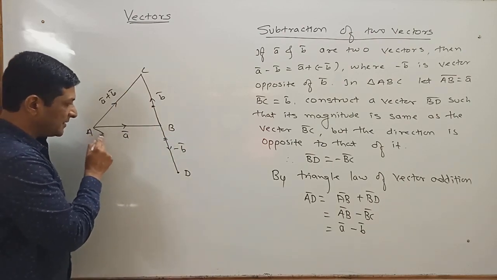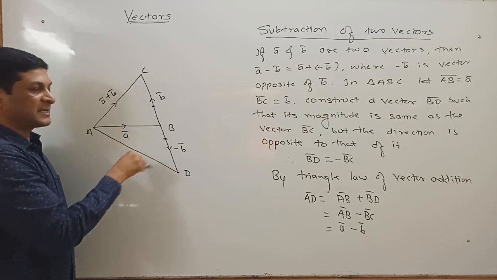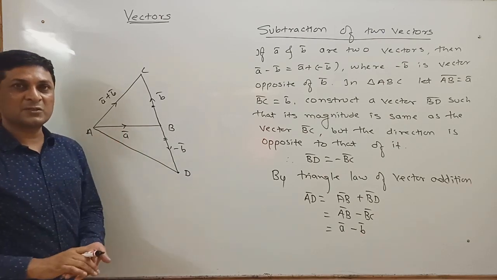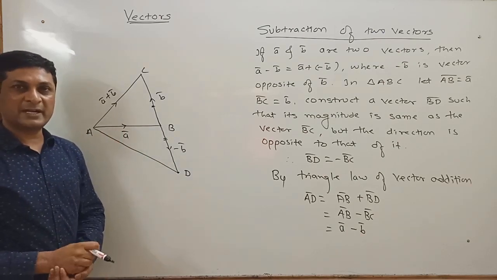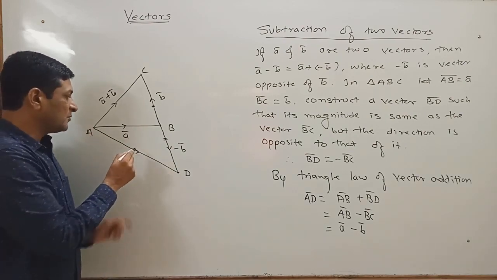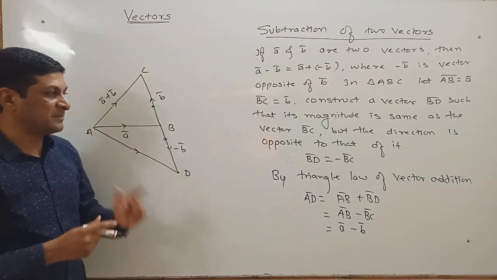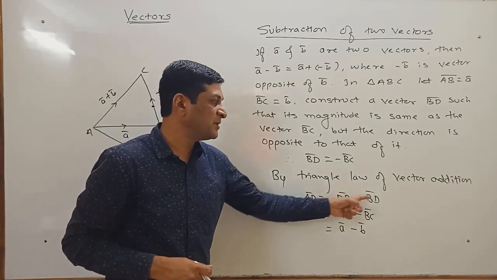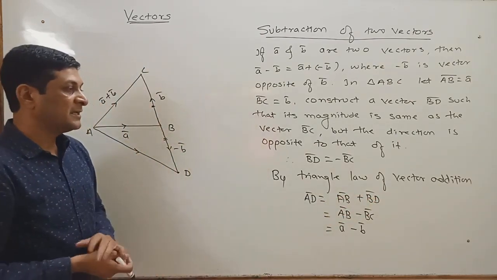Now join AD. So here we have got one triangle. Since we have got a triangle, we are able to apply triangle law of vector addition. According to triangle law of vector addition, AD bar will be equal to AB bar plus BC bar. So AD bar will be equal to AB bar plus BD bar.